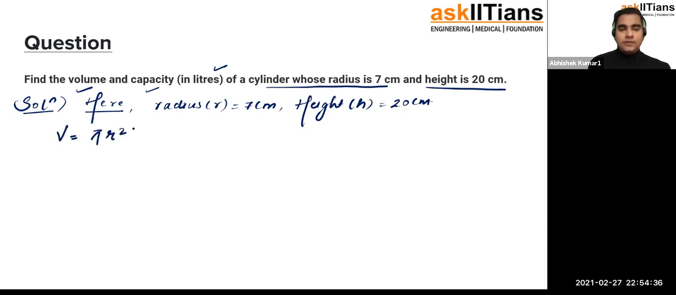Volume is given by pi r square h. Clear? So what is pi? Pi is 22 by 7. What is r square? R square will be 7 into 7. H is 20. So 7 will cancel it.